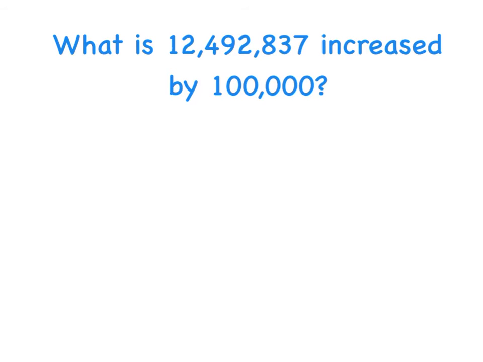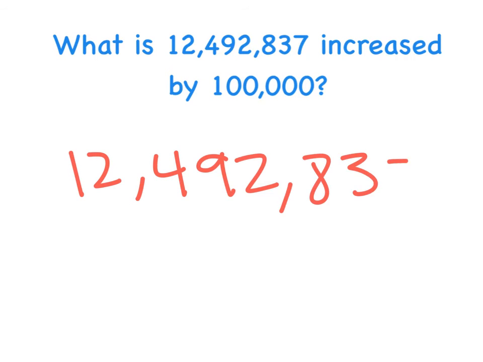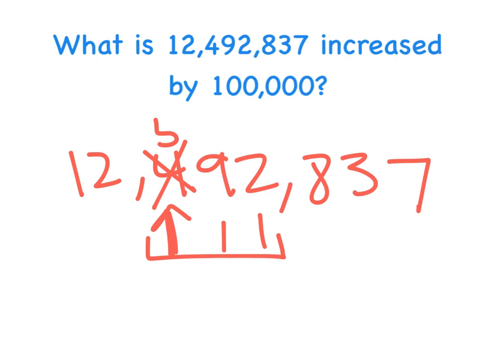Another question that you might get in this lesson would be something like, what is 12,492,837 increased by 100,000? It's important to know that increased means getting bigger and decreased means getting smaller. So if I'm increasing this number by 100,000, I'm going to find the 100,000s place, which I know is in the thousands period. This is 1,000, 10,000, and 100,000 right here. And I'm making it 100,000 bigger, so I'm going to increase this digit by 1. This would be my new number.